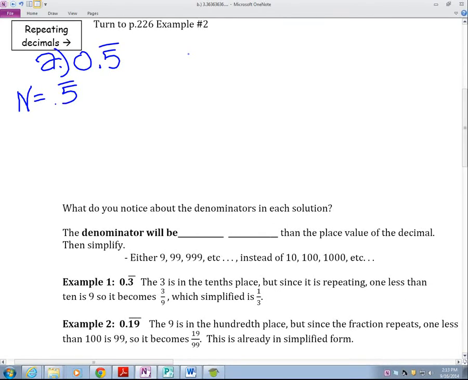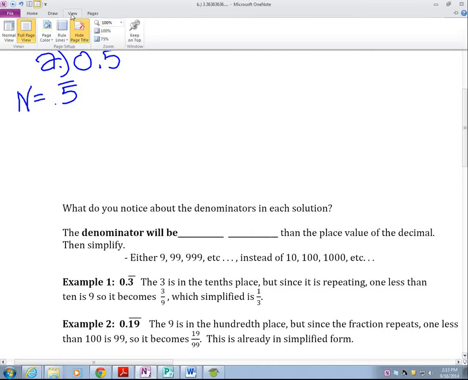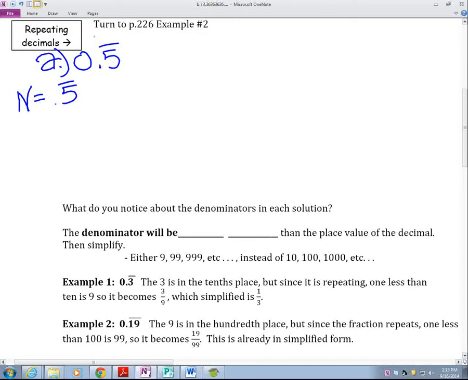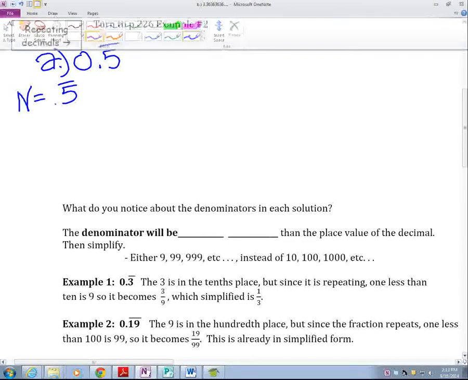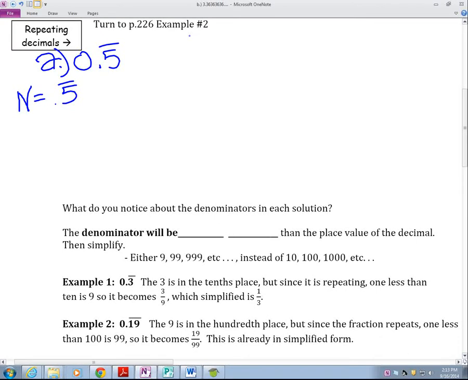Another way that you'll see this, you don't have to write this, I'm just going to draw it in purple. Another way that you'll see this on homework and whatnot is like that. That means it repeats. Okay? So we have N equals 0.5 bar.